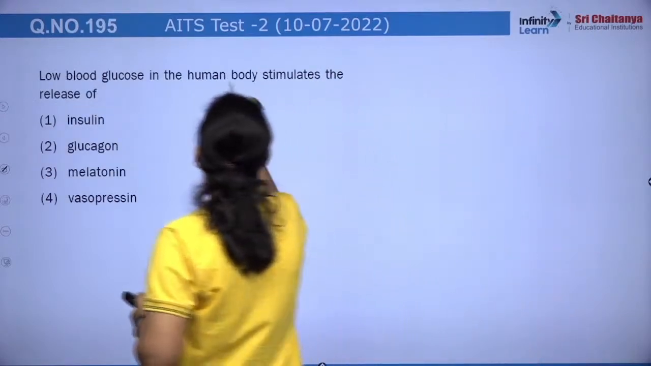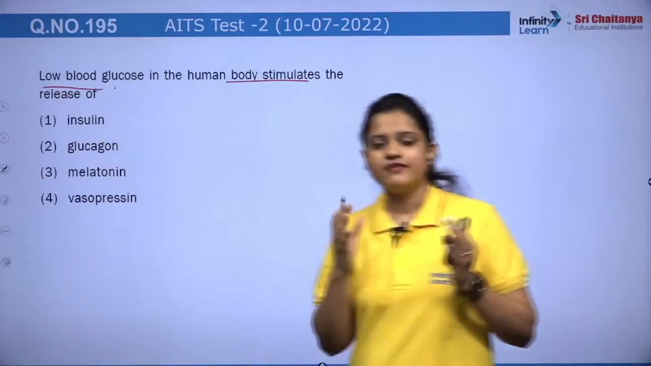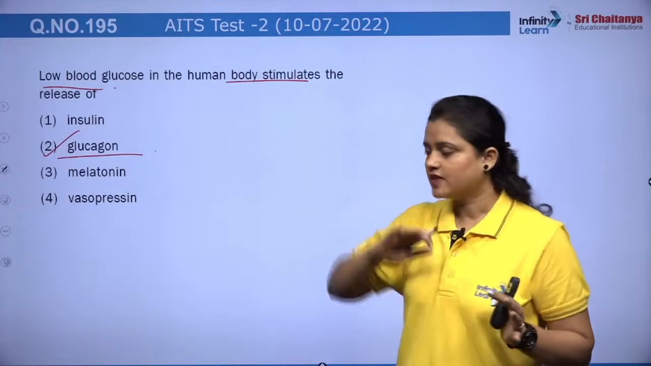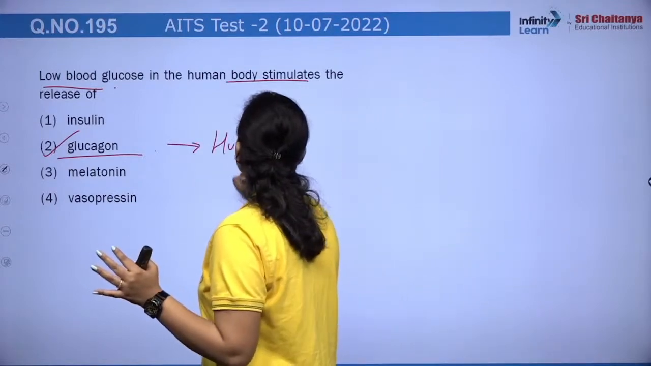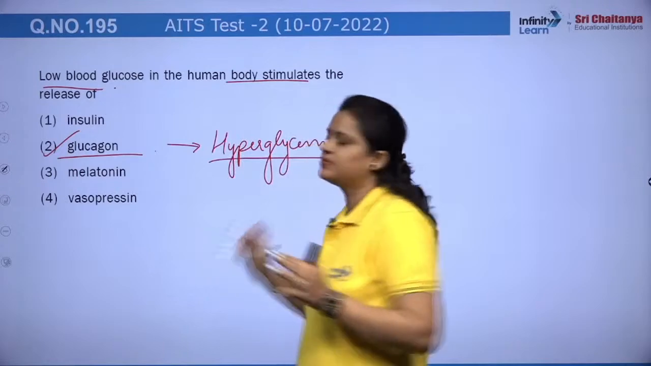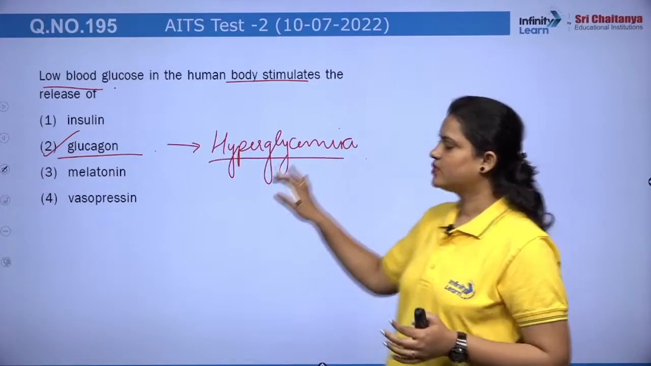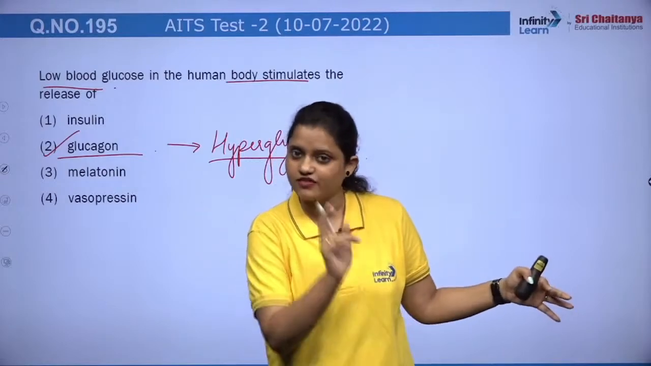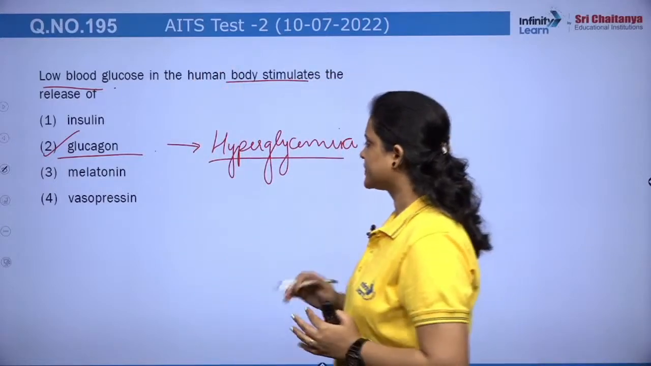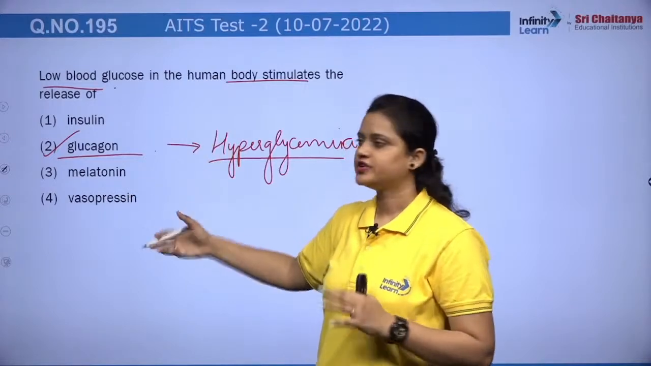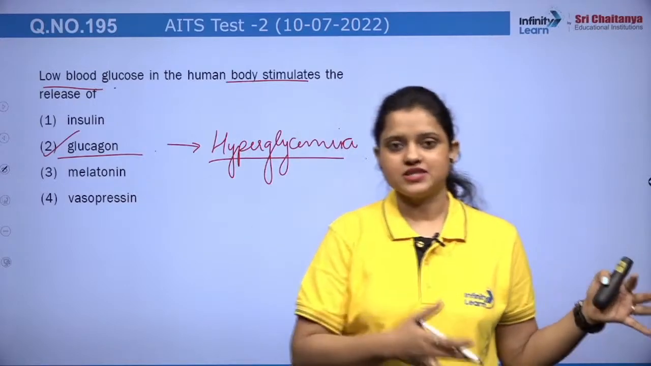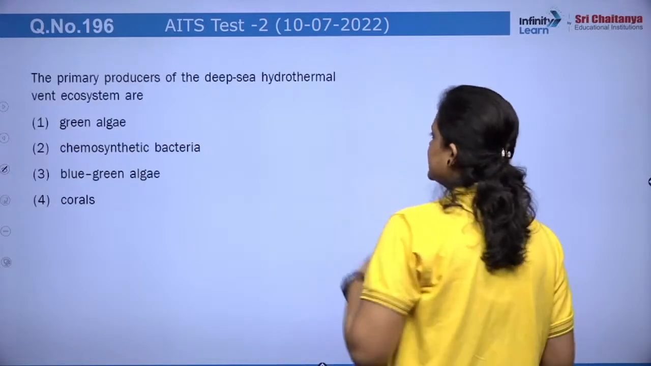Low blood glucose in the human body will stimulate the release of. We know that glucagon is the hormone released from the alpha cells of pancreas. Now this glucagon is related to hyperglycemia. It will increase the blood glucose level, right? Insulin is the one that is released from the beta cells of islets of Langerhans of pancreas, and it causes hypoglycemia. That means it reduces the blood glucose level. Melatonin is a hormone related to the formation of melanin. Vasopressin is ADH. It causes reabsorption of water from DCT and collecting duct, right? Let's move on to the next question.